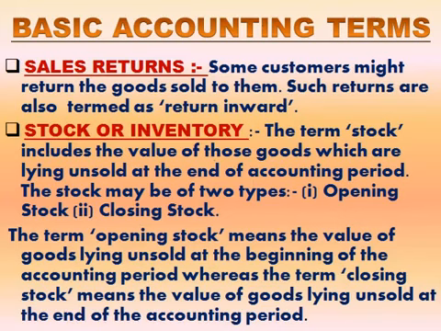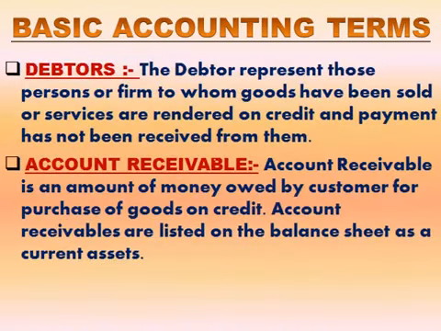This definition is of debtor. Debtor represents those persons, firms or customers to whom goods have been sold or services rendered on credit and payment has not yet been received from them. There is another definition, account receivable, which is usually related to debtors. Account receivable is an amount owed by a customer for purchase of goods on credit. It is usually a payment which the company will receive from its customers who have purchased its goods on credit. Account receivable is written in the balance sheet as a current asset.